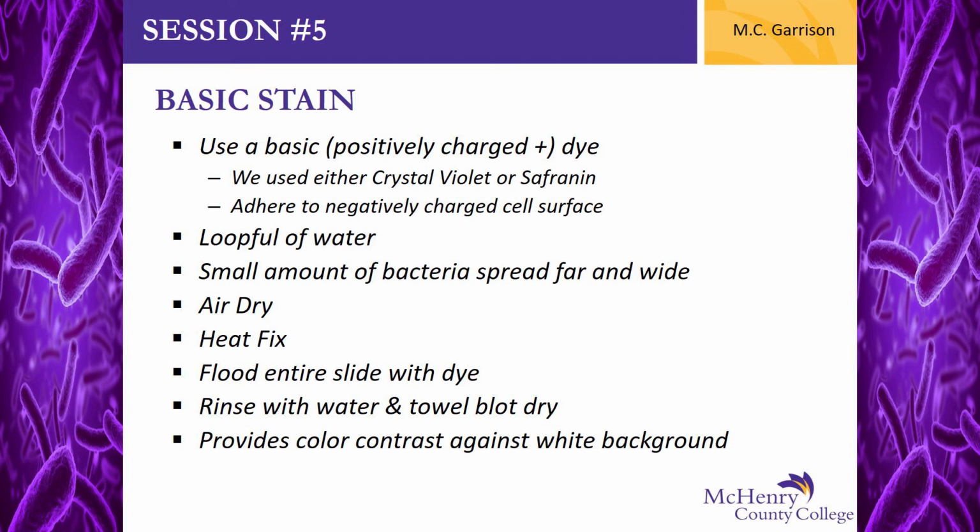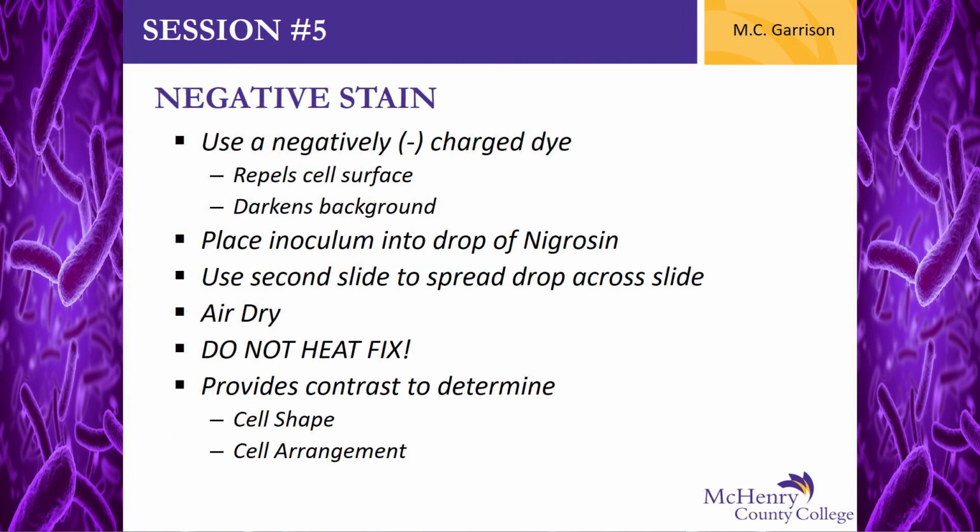With a simple negative stain, we took a drop of nigrosin, we put our bacterial inoculum in that drop, and we used a second slide to spread it across the surface. We let that air dry. We do not heat fix simple negative stains, and the nigrosin is negatively charged. It repels the negatively charged cell surface, and it allows us to highlight those individual cells and to better get an idea of their cellular arrangements.